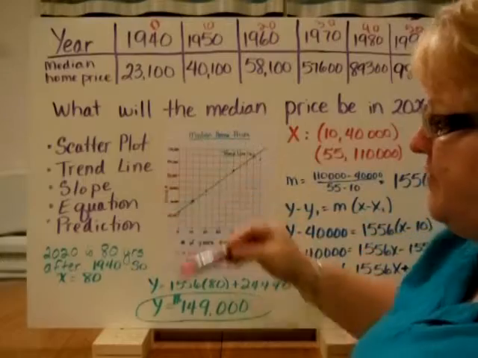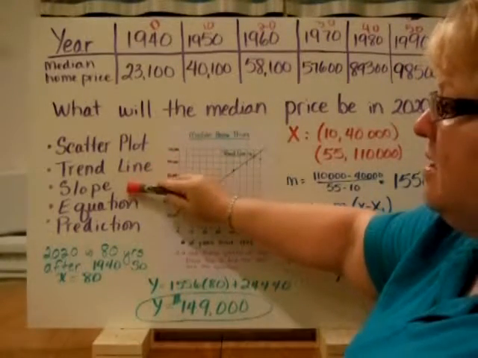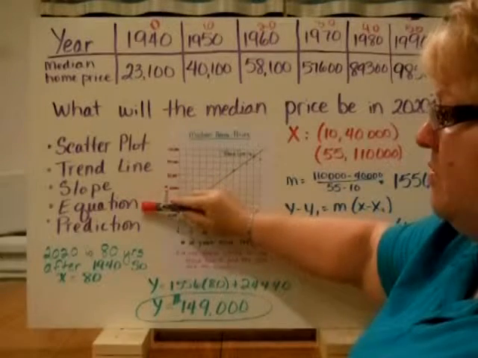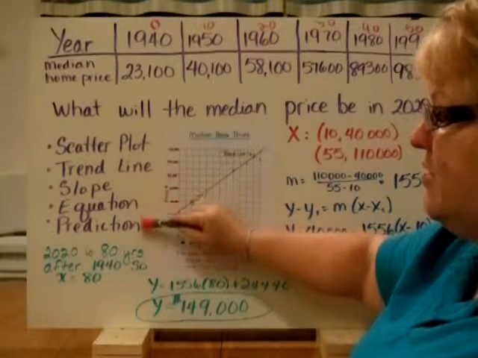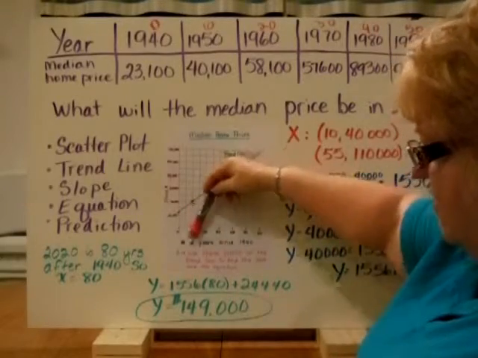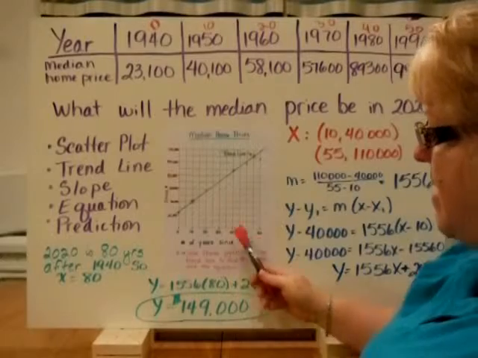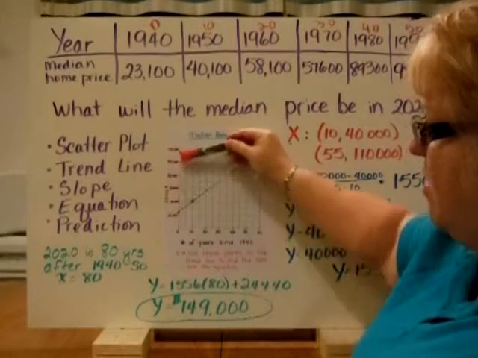The steps that we need to follow are to make our scatter plot, draw the trend line, determine the slope, write the equation, and use the equation to make our prediction. On this graph you can see the number of years since 1940, the 0 through 60 that we were talking about. Here are the median home prices.